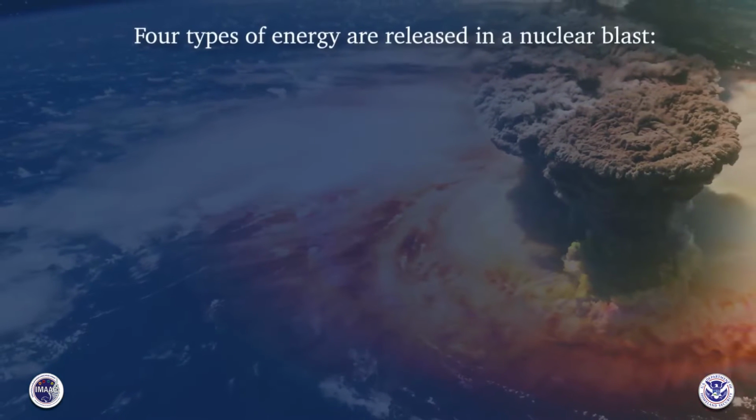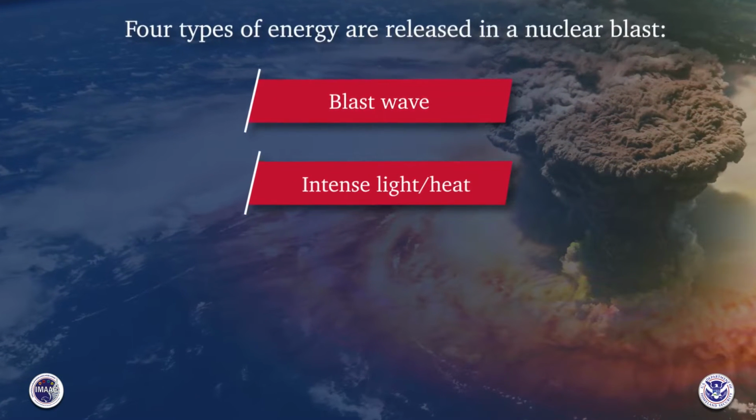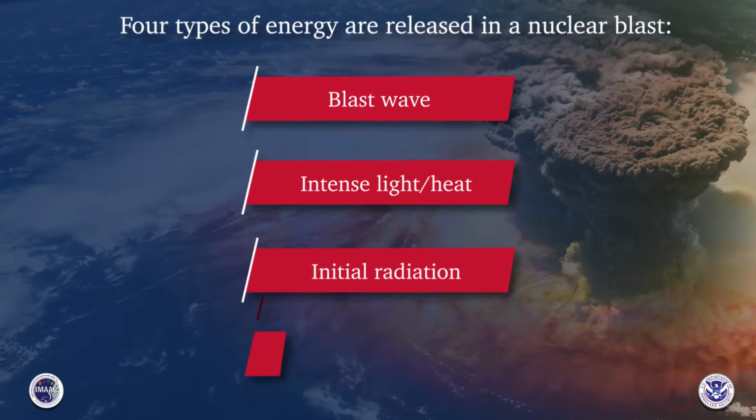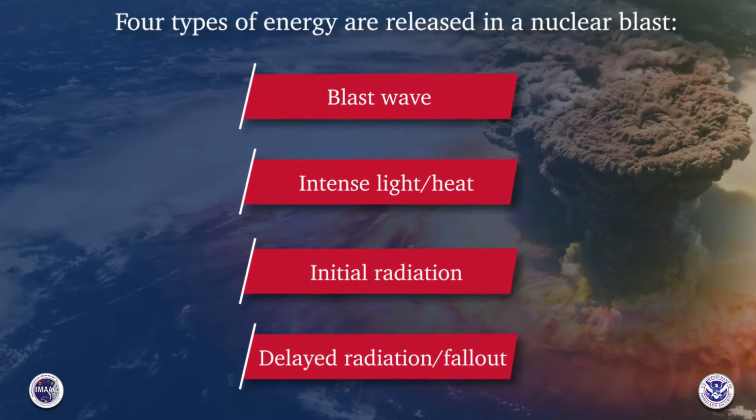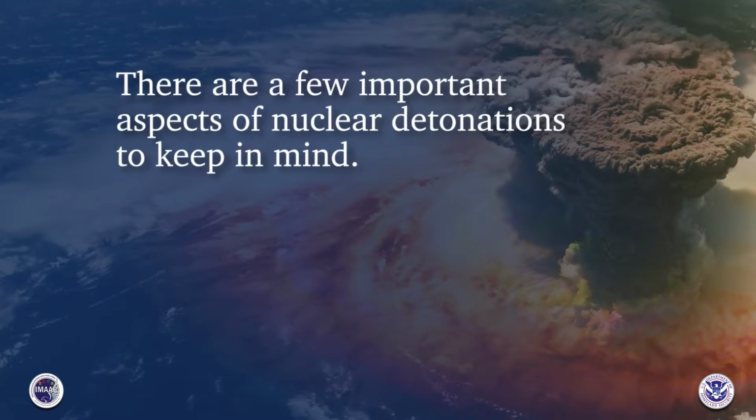Four types of energy are released: a blast wave, intense light and heat, which is called thermal energy, initial radiation, and delayed radiation, which is also called fallout. There are a few important aspects of nuclear detonations to keep in mind.